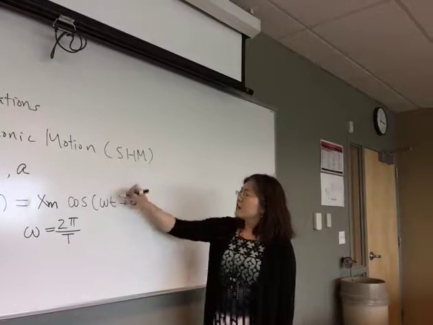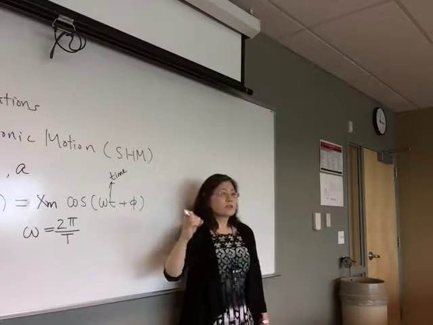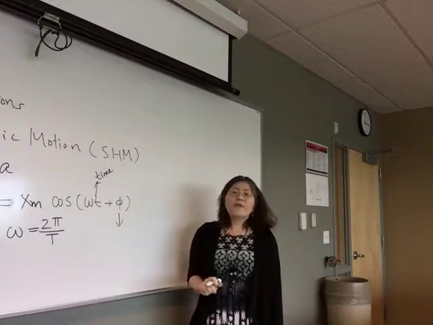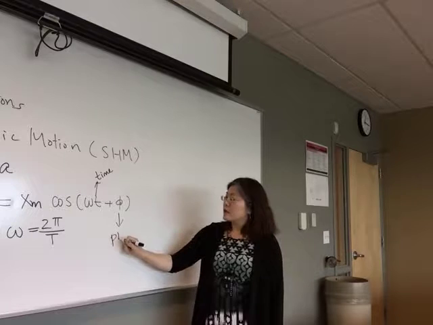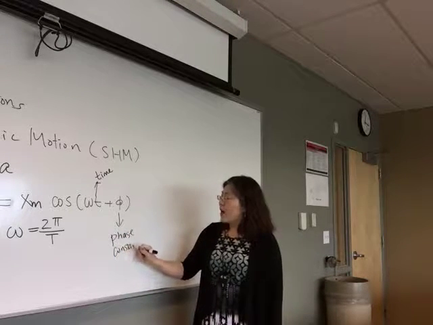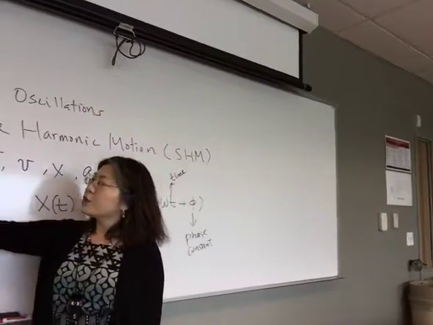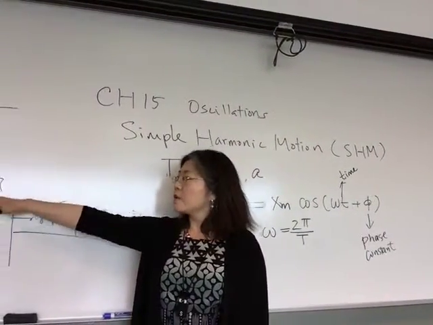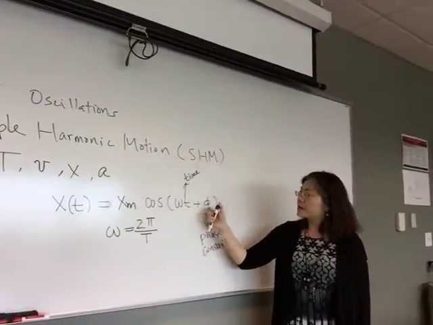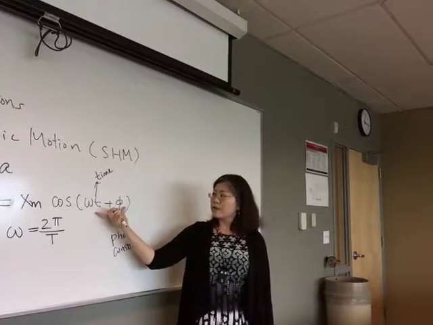So t here is the time, which is the variable. So the time can run from 0, 1, 2, 3, and so forth. And this guy, phi, is what we call the phase constant. So it basically is determined by the initial condition. Let's say your block may not start at the reference point. It may be starting at any other point. So in that case, how do we know that? It is basically determined by the phase constant within this argument.